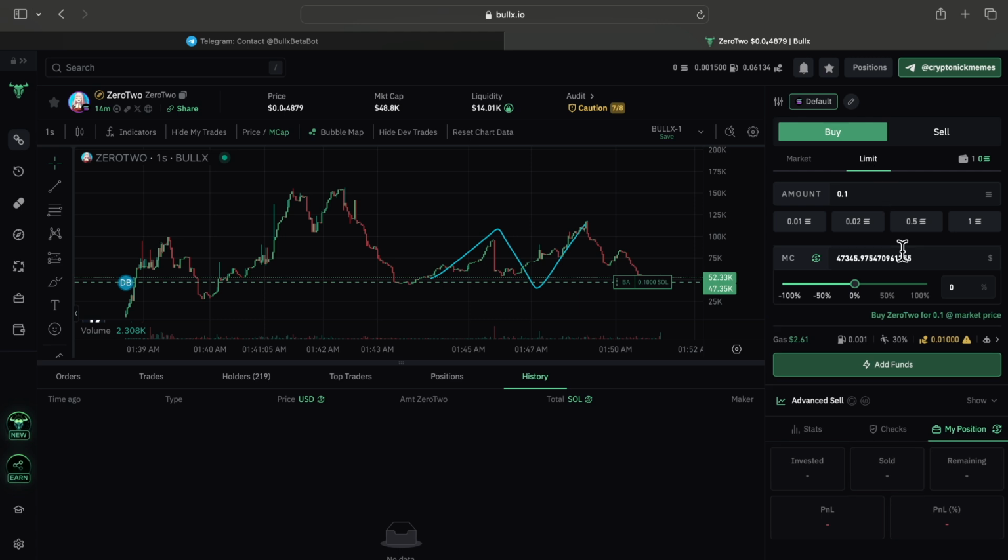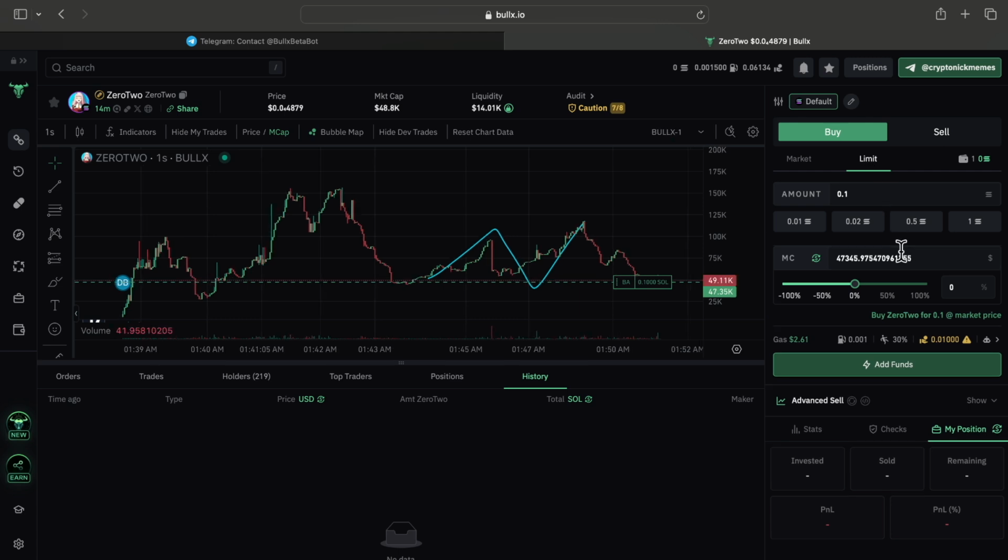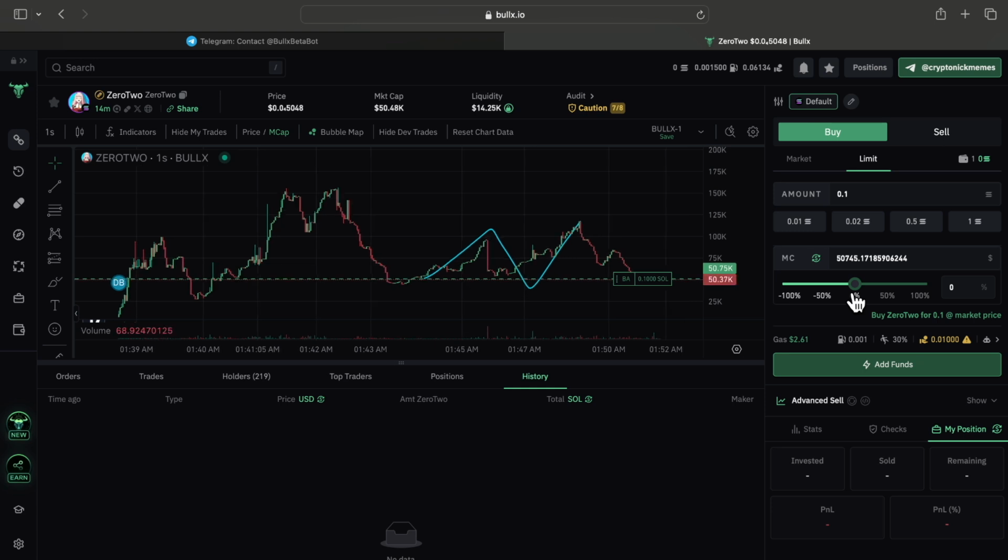You can also set limit orders, meaning that you can actually wait till the coin either goes up or down, and then you can execute your transaction automatically. So it's not you manually waiting for a price to go to a certain point and then buying or selling, but you can actually automate the process of that.